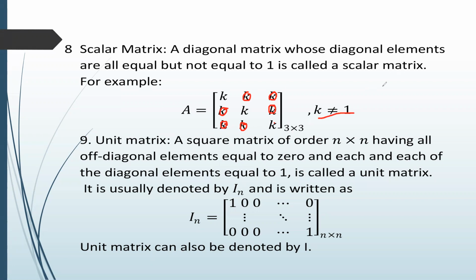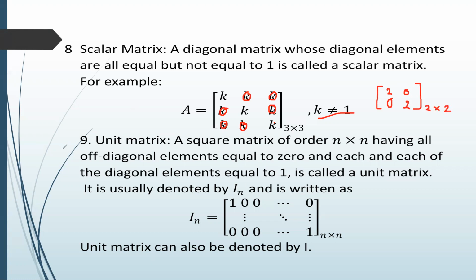So we can take one example. If we have a matrix like that, 2, 0, 0, 2, so this is a scalar matrix of order 2 by 2. Is that clear?